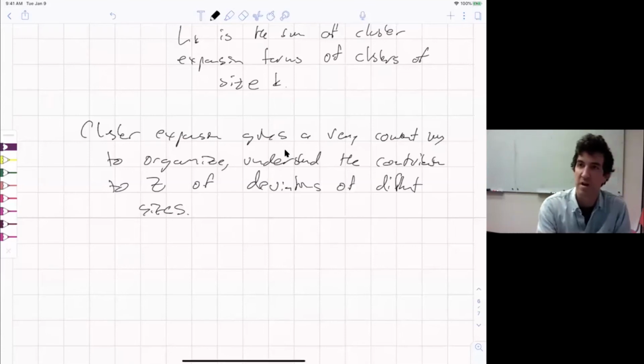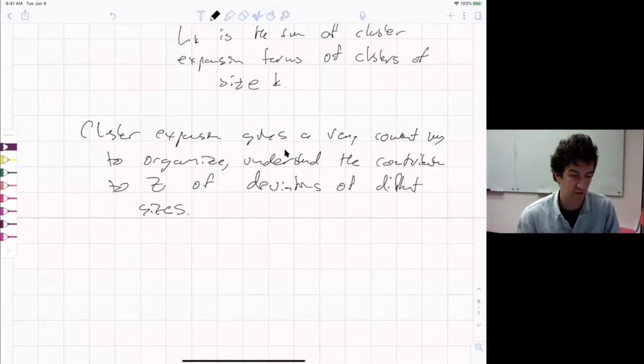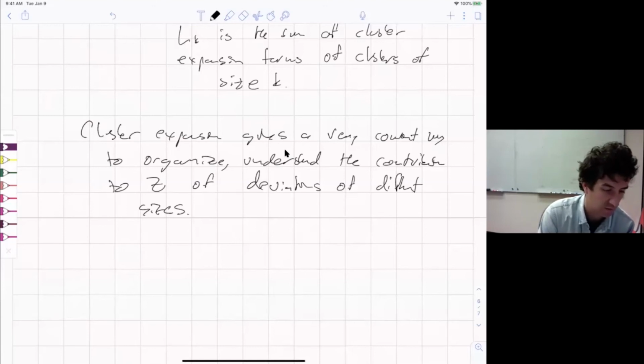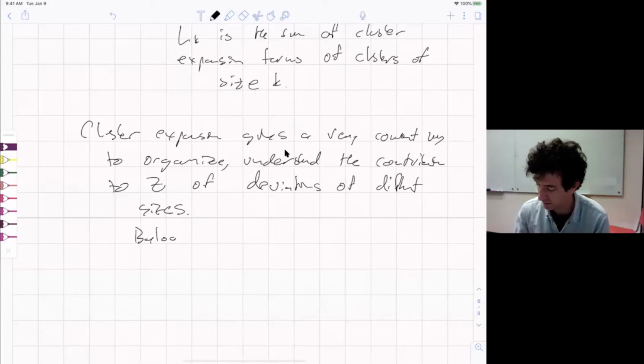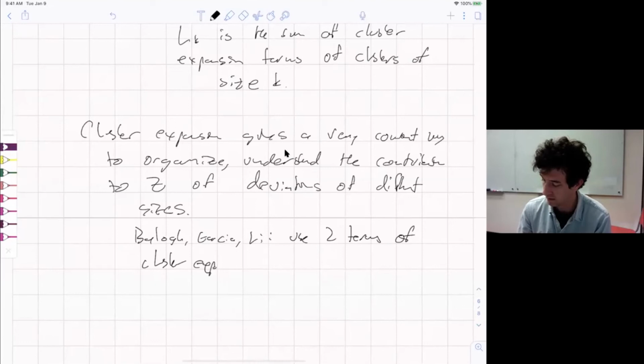Let me mention a couple of recent results that really use this. So there's Balogh, Garcia, and Li. They use 2 terms of cluster expansion to find asymptotics of the number of independent sets in the middle 2 layers of the hypercube.